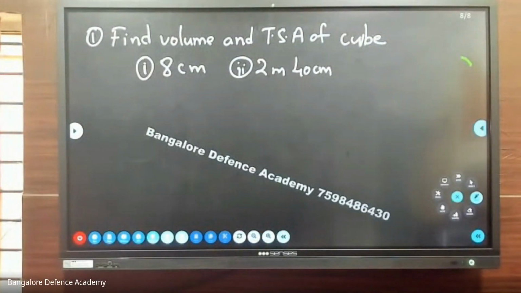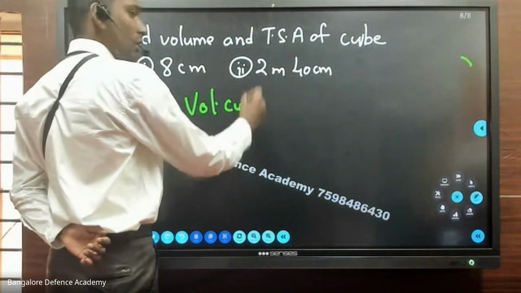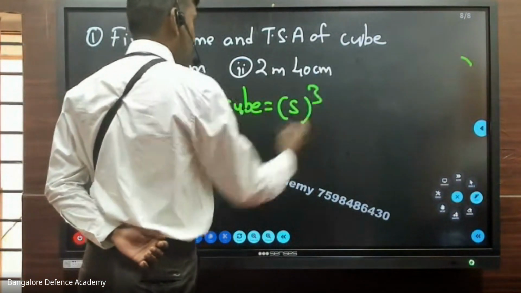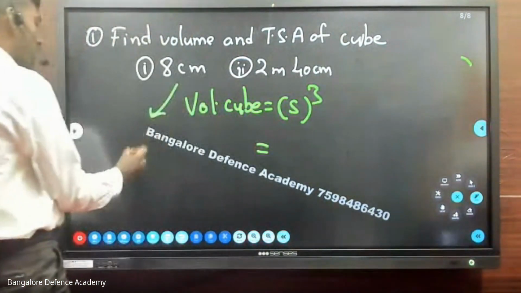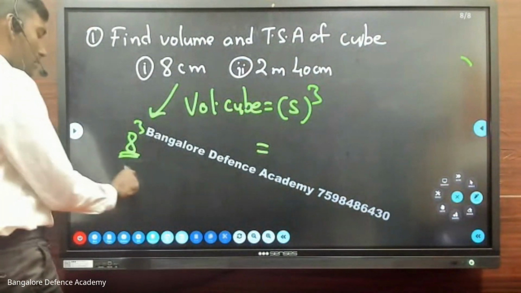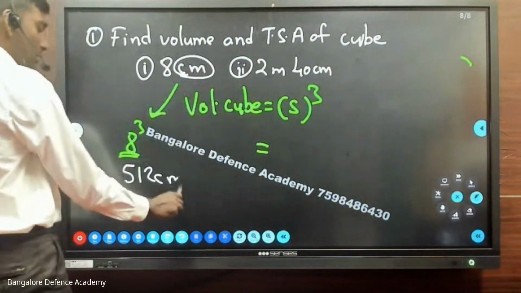That first one, the side is 8. The volume is 512 centimeter cube and the total surface area is 384. What is the volume of a cube? Side cube. So in the first case, what is the cube of 8? I told you to learn by heart up to 10 cube. How much do you get? 512. Now look at the unit: it is centimeter cube.